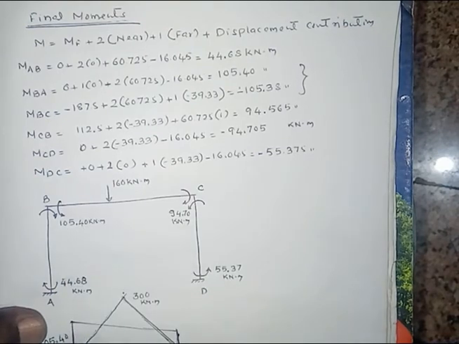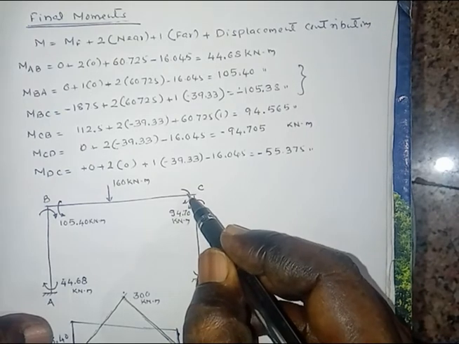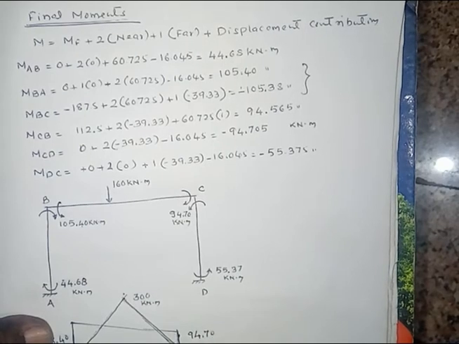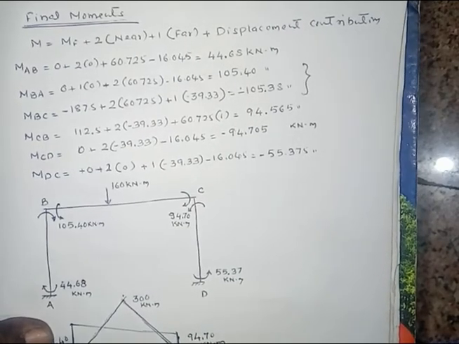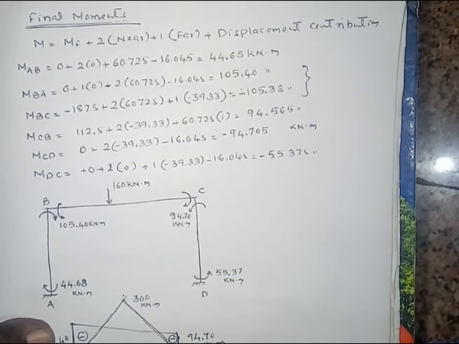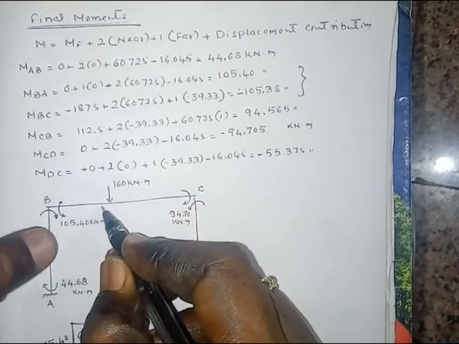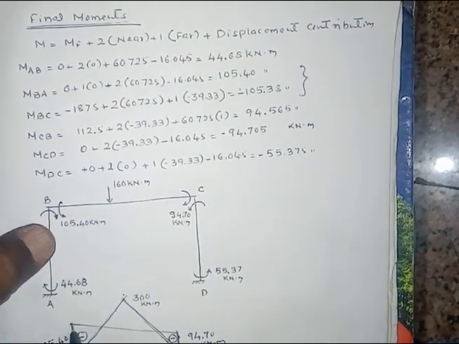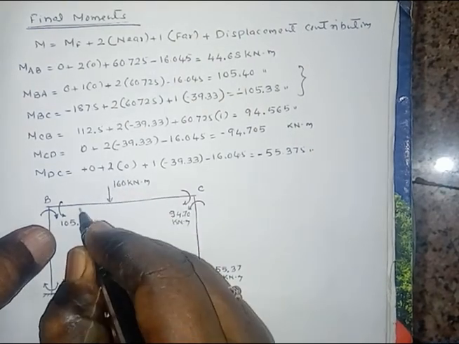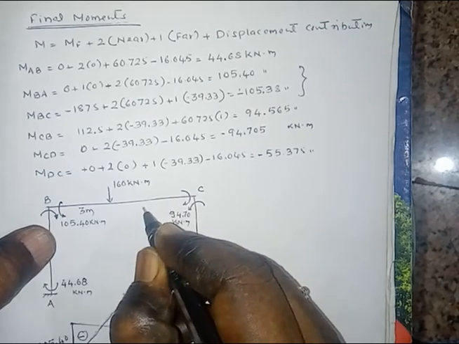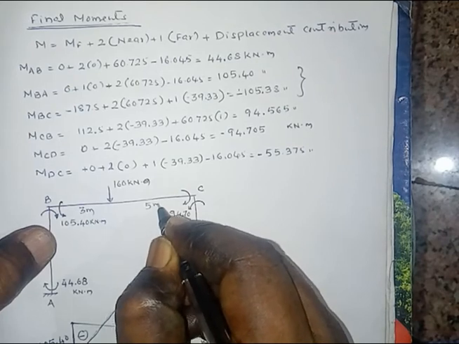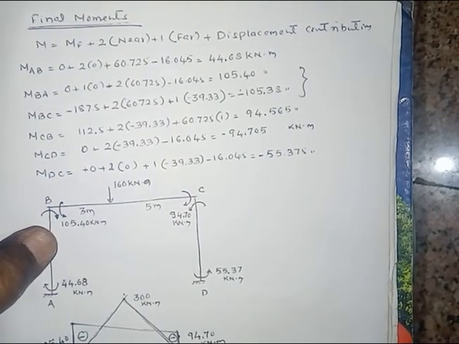Again we have considered the ordinate above the reference line. Here this is also hogging, that is, the ordinate is 94.70 kilonewton meter, negative moment. In addition to that, it is subjected to a point load. Join these two ordinates by a straight line. It is subjected to a load of 160 kilonewton at a distance of 3 meter from B, 5 meter from C. The total length is 8 meter.